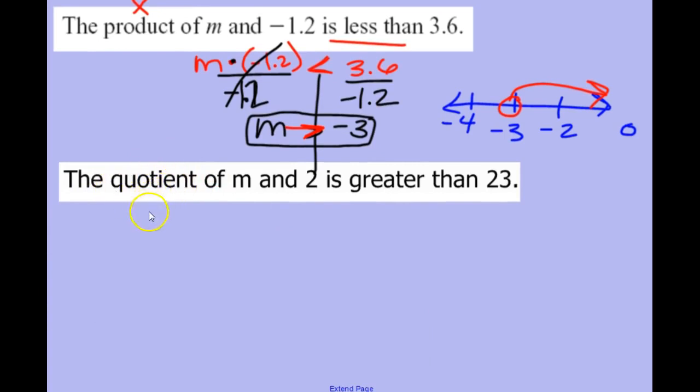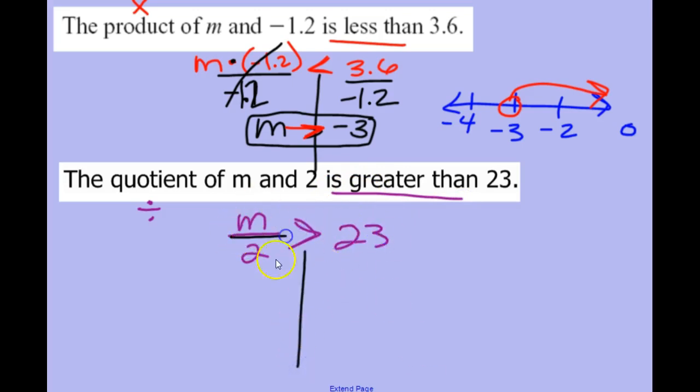Last, the quotient. Quotient is a fancy word for dividing. M and 2. In the order that they give it to us, m divided by 2. Just like we did m times negative 1.2. M divided by 2 is greater than, so not like an L, greater than 23.